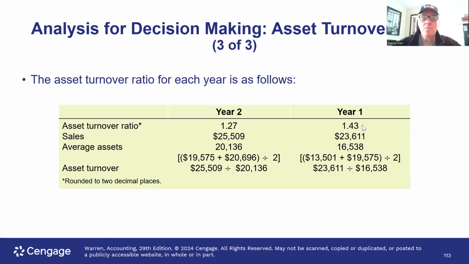So actually, when you compare these 2 years, what you'll see is we actually did a better job using the assets to generate sales in year 1 than we did in year 2. Why do I say that? Because the asset turnover ratio in year 1 was 1.43, and in year 2 it was 1.27.